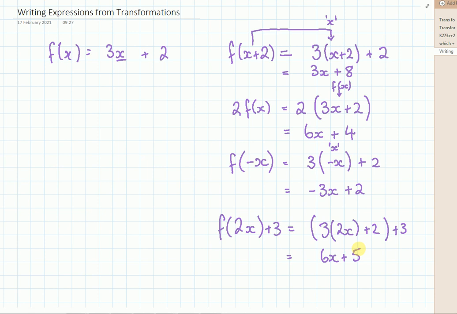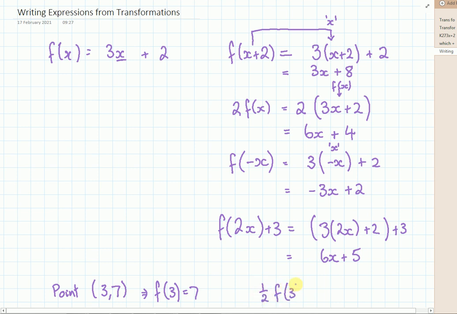The other part of the exercise is if you are told a point on a curve is at 3, 7, so this is the function. When x goes in as 3, we get the answer 7. That's what this is telling you about the function. If I'm asked to find out what happens when I do a half of f of 3, that means the y value is half as big. So that is going to be 3.5.